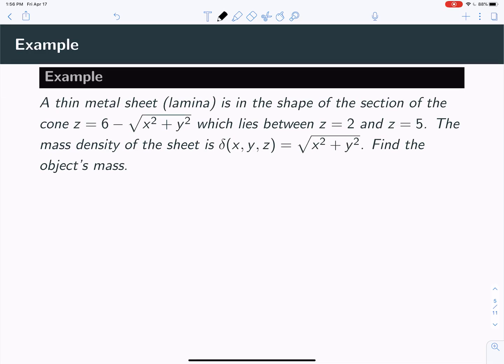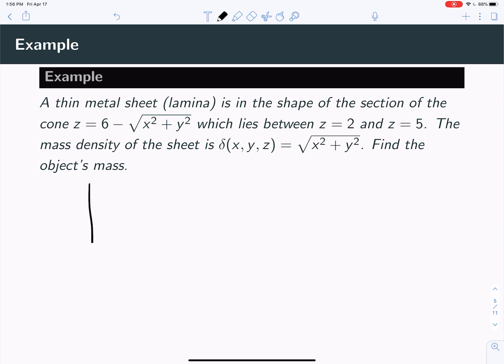A thin metal sheet, or so-called a lamina, is in the shape of the section of a cone, 6 minus the square root of x squared plus y squared, which lies between z equals 2 and z equals 5. The mass density of the sheet is delta xyz equals root x squared plus y squared. Find the object's mass. Okay, that's interesting.